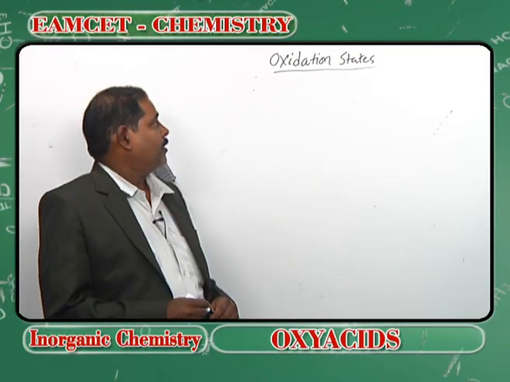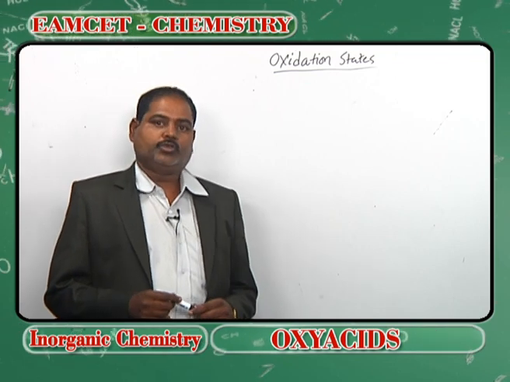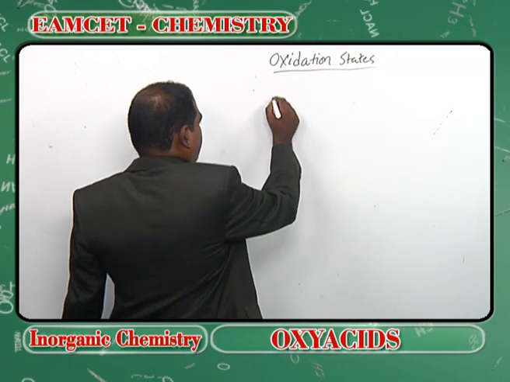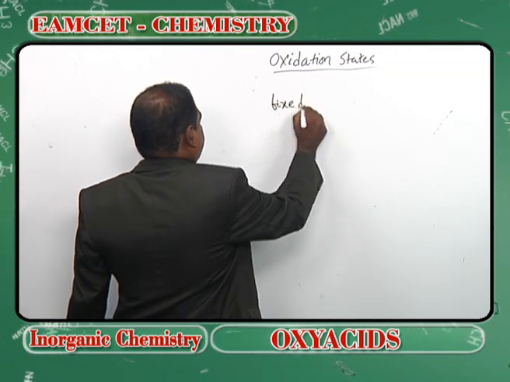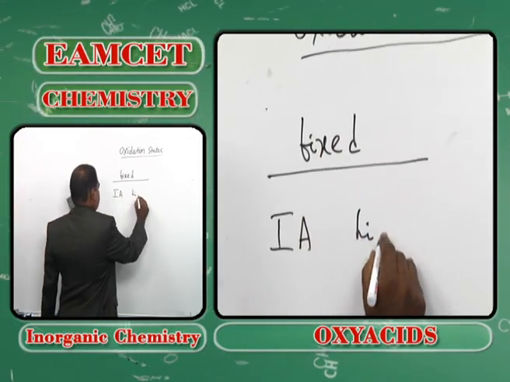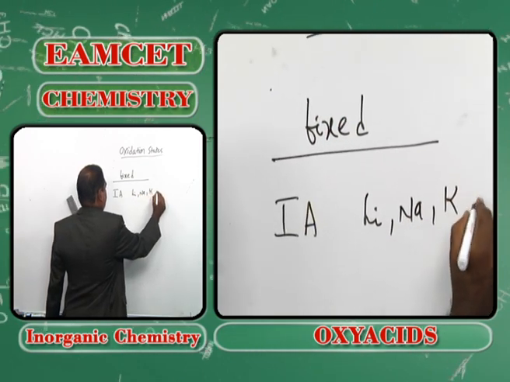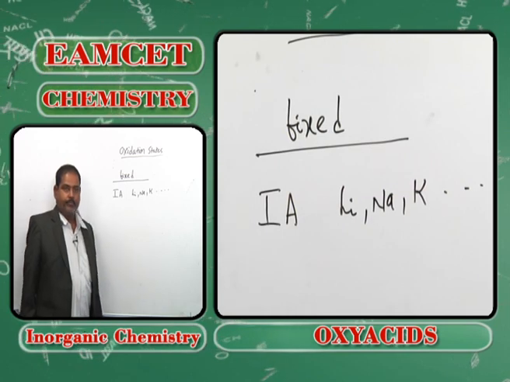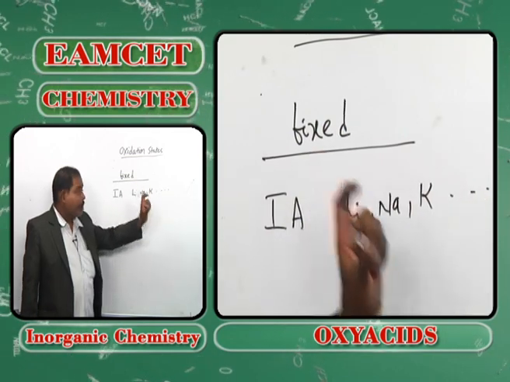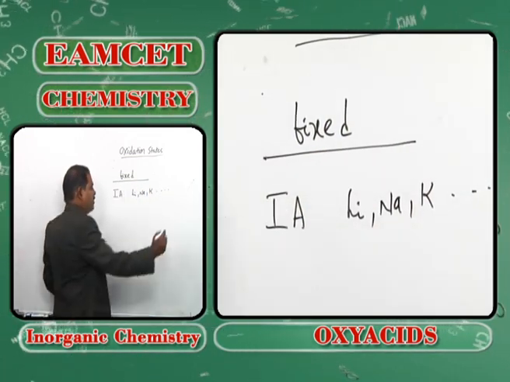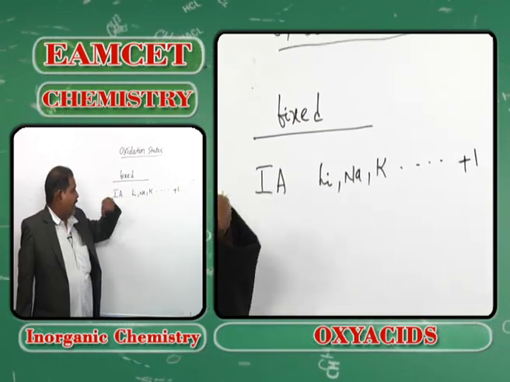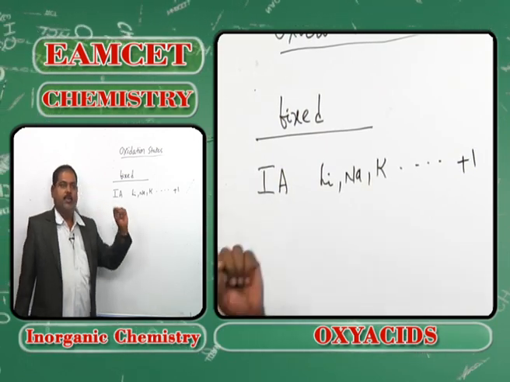Today we look at oxidation states, mostly those relating to oxyacids. Look here, some elements have fixed oxidation states. Who are they? Elements of 1A: lithium, sodium, potassium, rubidium, cesium, francium, which are called alkali metals. They always have a fixed oxidation state of +1. In any compound they are always taken as +1.